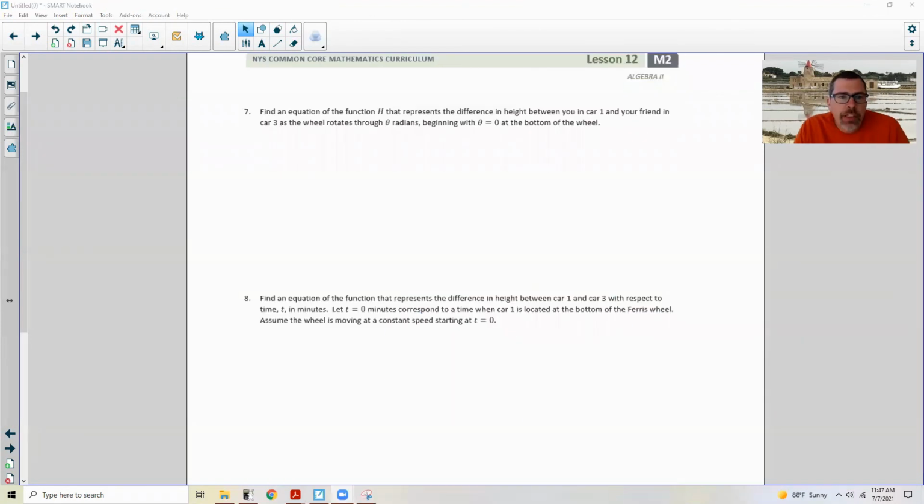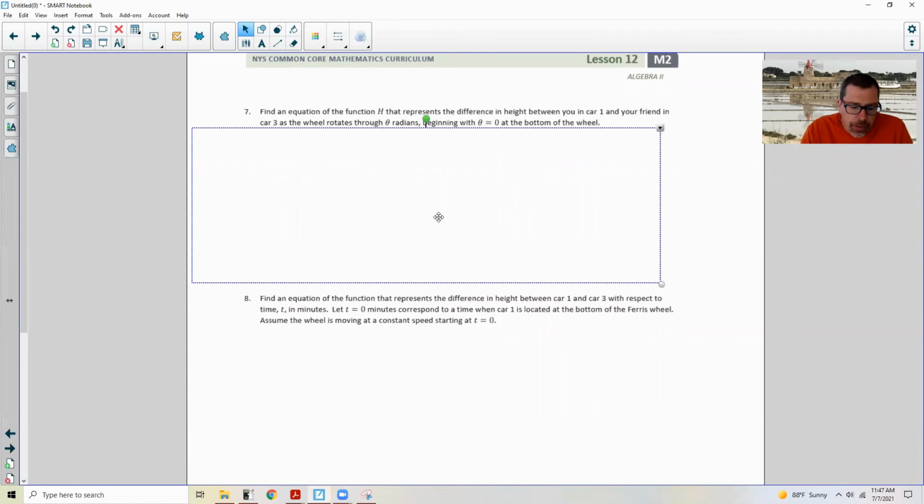All right, page 12 brings us to number 7, and it says to find an equation of the function h that represents the difference in height between you in car 1 and your friend in car 3 as the wheel rotates through theta radians, beginning with theta equals 0 at the bottom of the wheel. All right, well, here we go.